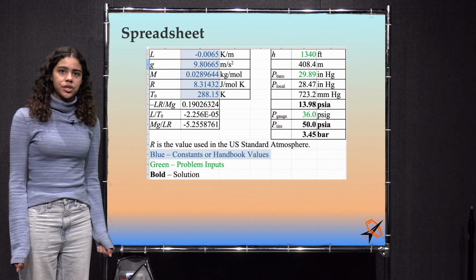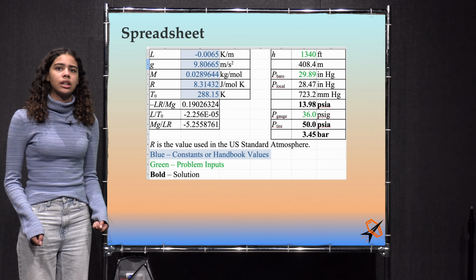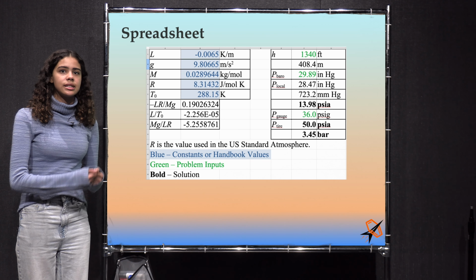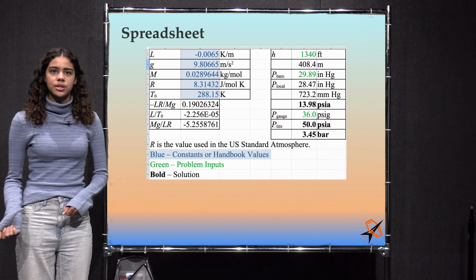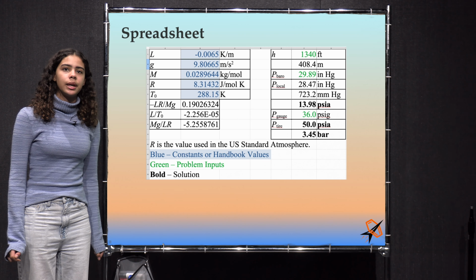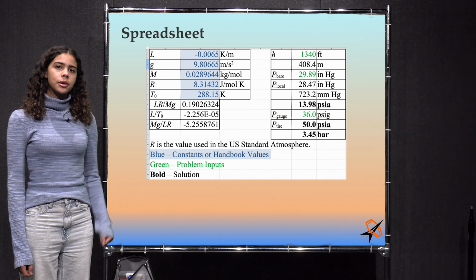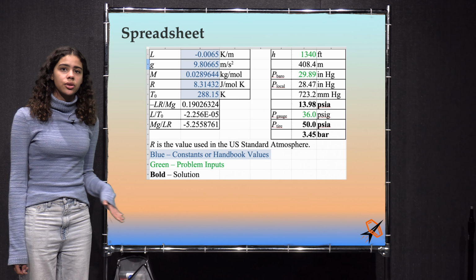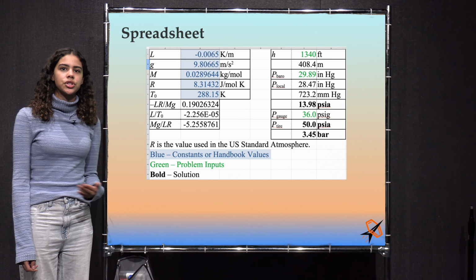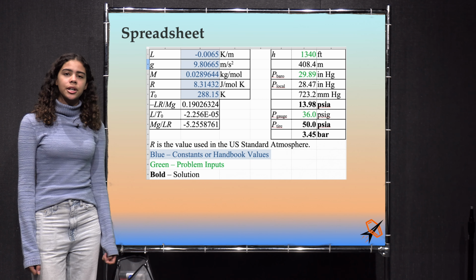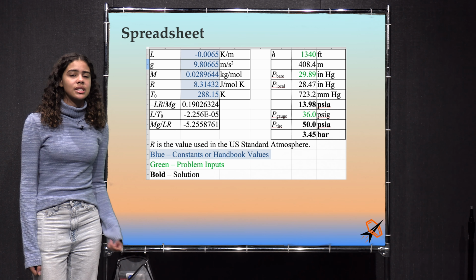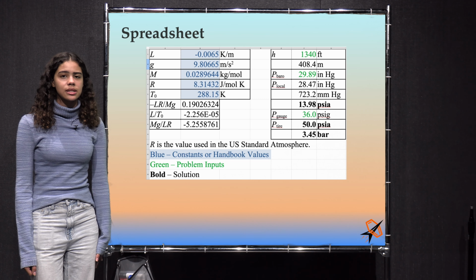We have the gauge pressure of 36.0 psig, and finally, the tire pressure is the sum of the gauge and local pressures, 50.0 psia, or 3.446 bar. The spreadsheet is available on the website with some additional calculations on how atmospheric pressure changes with altitude. Pressure and pressure calculations are used extensively in chemical and thermal processes.